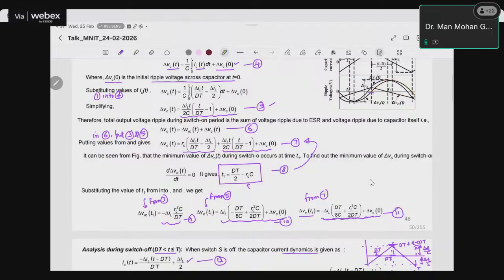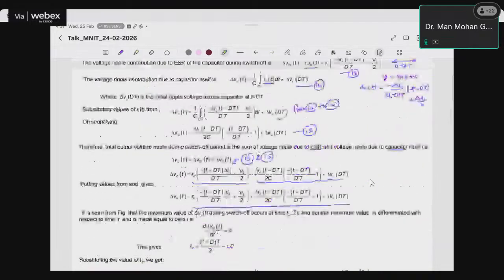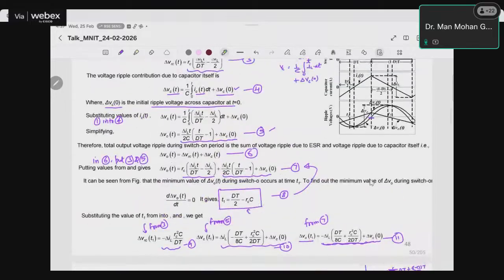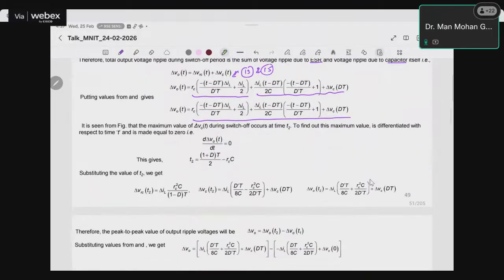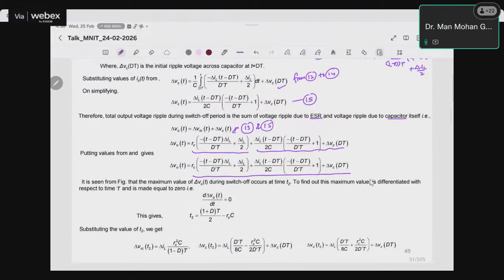So you can see these equations are quite complicated, right? But this complication is due to the presence of RC, right? And we want to see the impact of RC, right? How does it impact the output voltage ripple? We need to do this analysis, right? Now, this del V naught is there, but I am interested in the maximum value in this entire period. So in order to get the time at which this maximum value occurs, I need to differentiate this with respect to t. When I differentiated it with respect to t, I found the value of t2 to be 1 plus DT by 2 minus RC. Let me number the equations. This is 15, this is 16, so this value of t2 is 17.